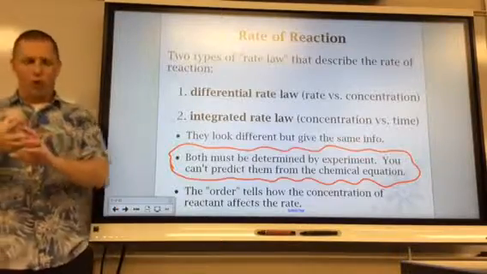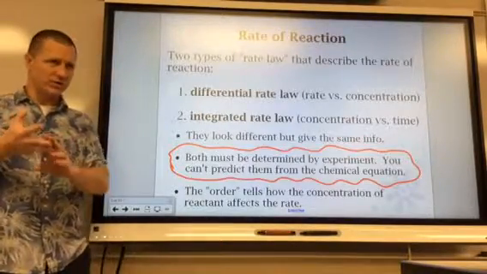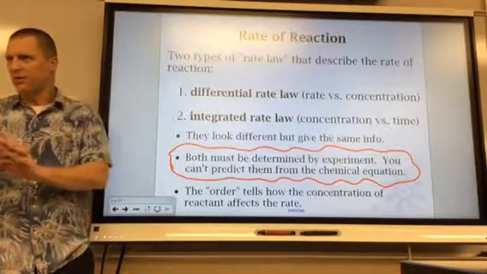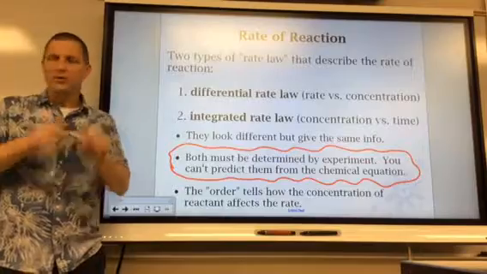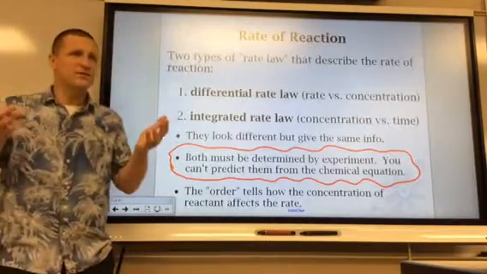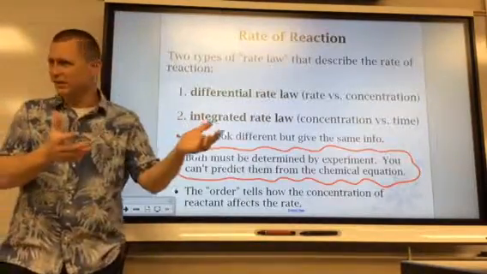There's going to be three main orders that we deal with. There's zero order, first order, and second order. That's pretty simple: zero, first, and second. If you have a reactant that's zero order, that means its concentration doesn't affect the rate. You could double its concentration, the rate's still going to be the same.